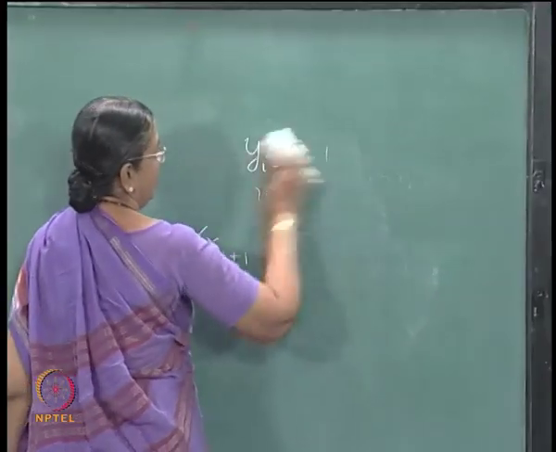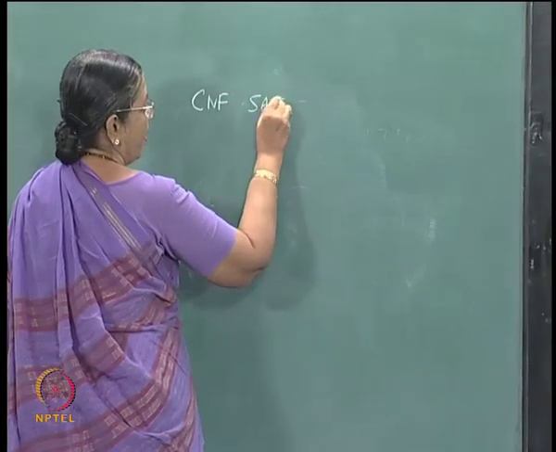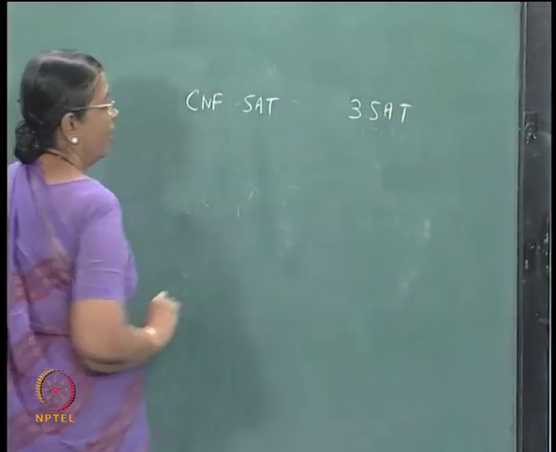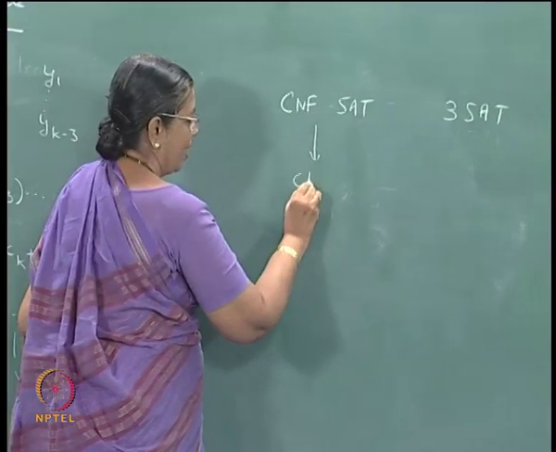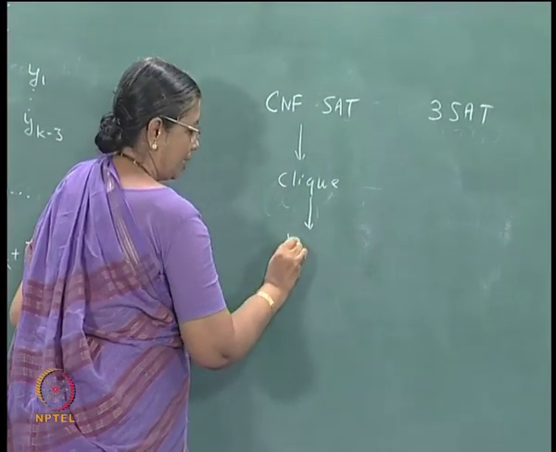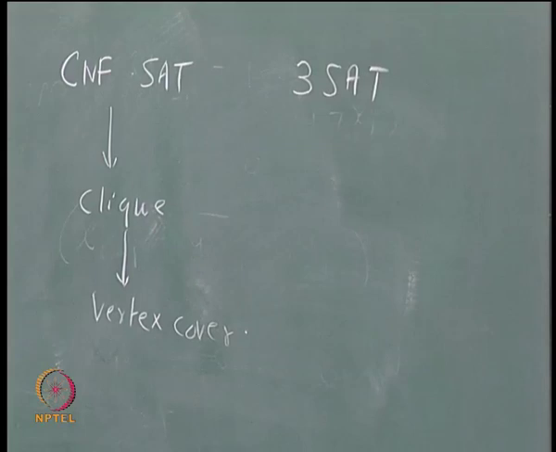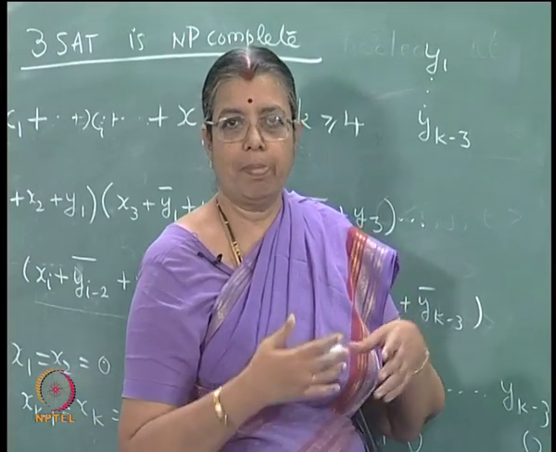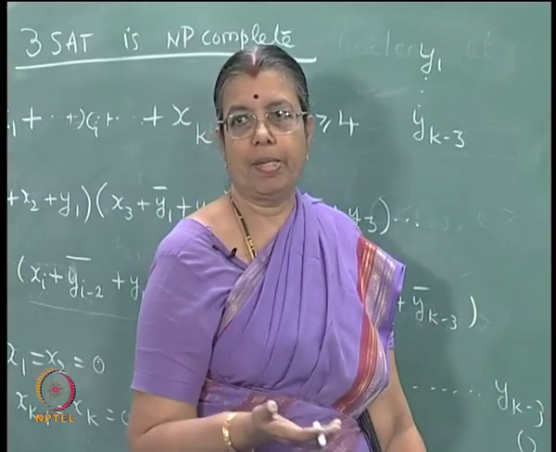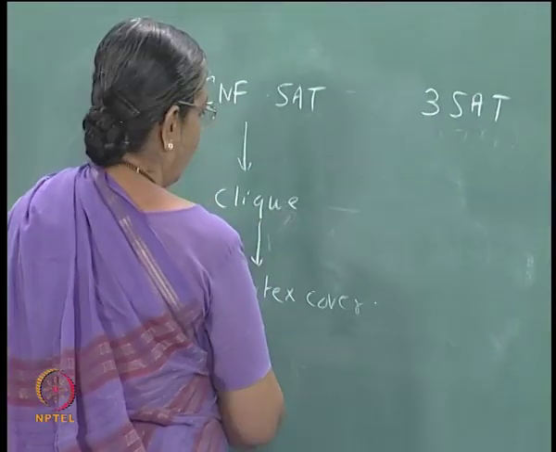So, once you have this 3 SAT, you have CNF satisfiability, 3 SAT, many problems you can immediately reduce. This you can reduce to clique, this you can reduce to vertex cover, and so on. Like that, once you have one problem which is known to be NP complete, you can reduce it to some other problem by a polynomial transformation and show that that is NP complete. Right. This is the method which is followed.